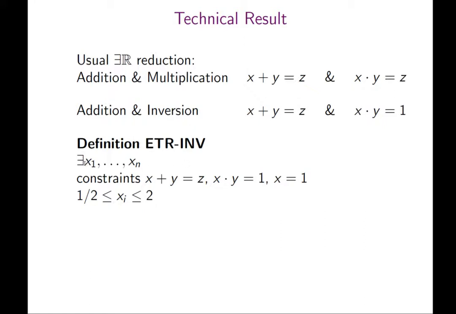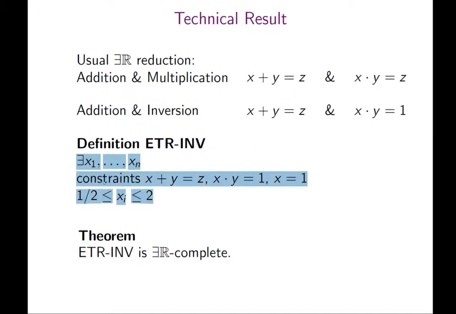ETR-INV: you ask if there exist real variables satisfying constraints of the form addition, inversion, and setting a variable to 1. Furthermore, we require that all the variables are in the range of 1/2 and 2. Okay, and then the theorem is ETR-INV is Existential R-complete. The membership in Existential R is trivial because this is a special case of the general existential theory of the reals, existential formulas. Here we have only certain kinds of constraints. In general, we could have all kinds of constraints.